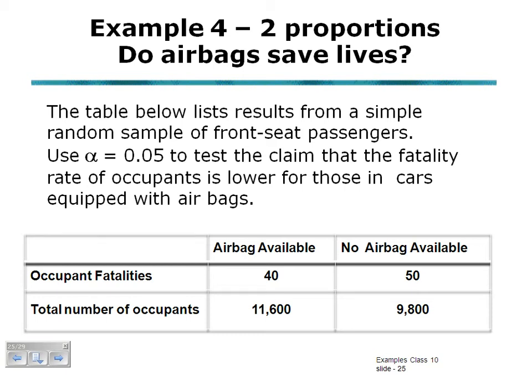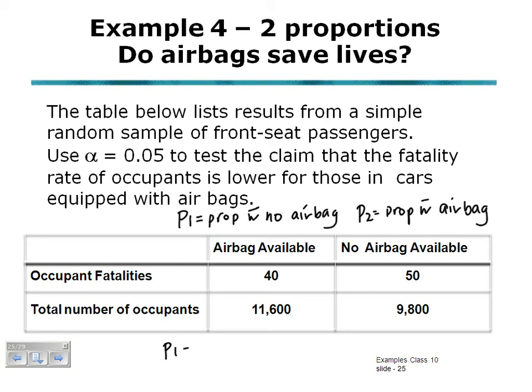So proportion test, we'll begin by letting P1 be the proportion with no airbag available. So this is the population proportion where there's no airbag available. And P2 will be the proportion where the airbag is available. So the sample proportion for P1, with no airbag available, comes from 50 fatalities out of 9,800, and the sample proportion for P2, where the airbag is available, would be 40 out of 11,600. So again here we're looking at the difference between our population proportions where we're doing the test and the sample proportions that we have from the data in the table.